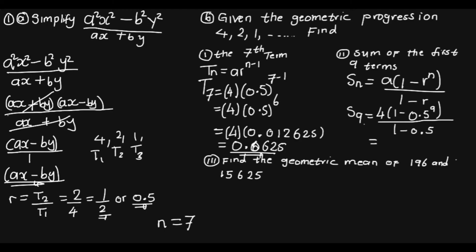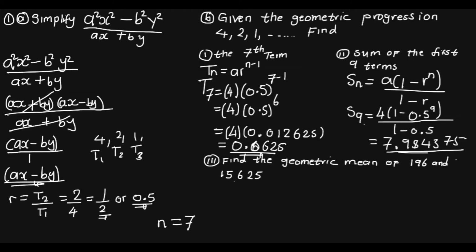Okay, first, let's just punch it. 4 times (1 minus 0.5 raised to the power 9) divided by (1 minus 0.5). So I'm getting about 7.984375. The reason I wanted to do it at once is I have no space here. Now let's move on to Roman number 3.